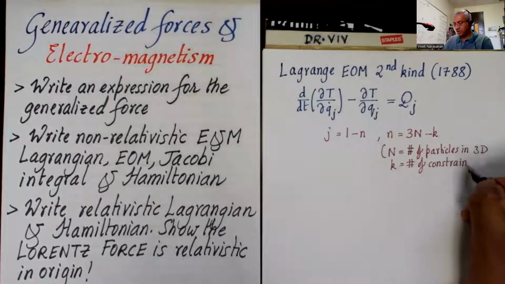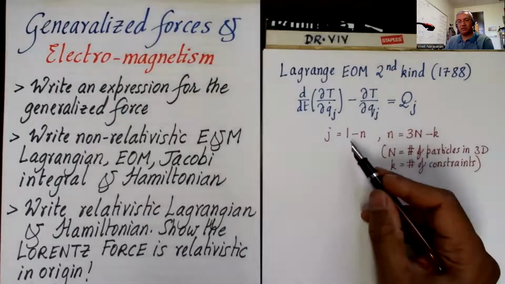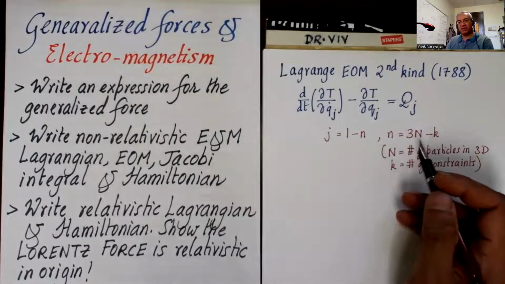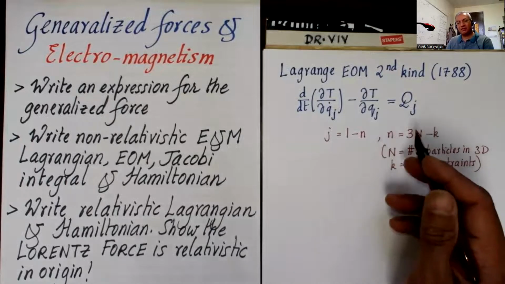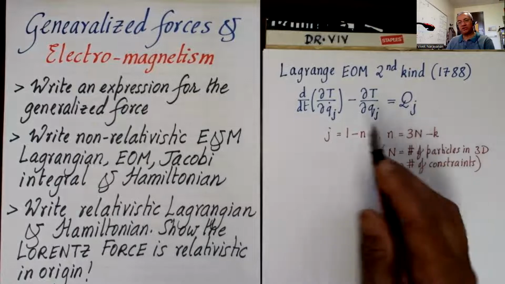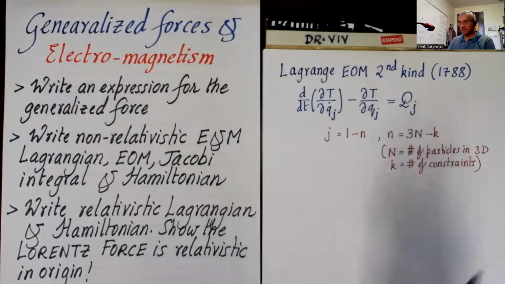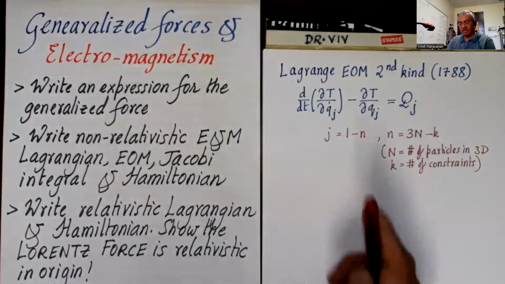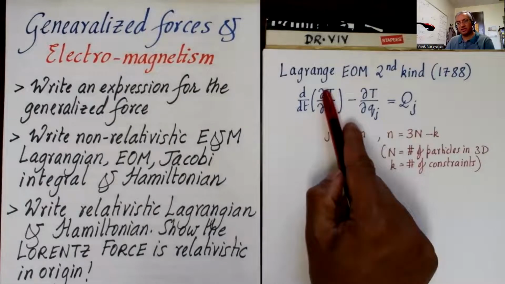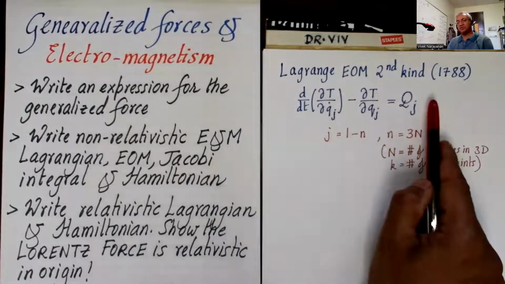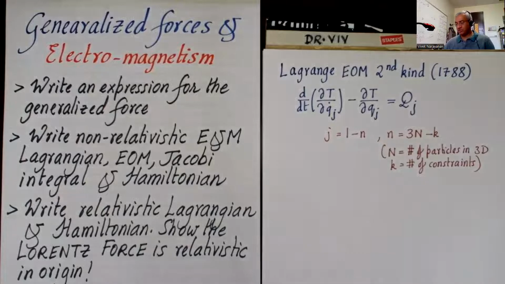Because the Lagrange equations only go from 1 to little n, where n is 3N minus k, it means the constraints have already been incorporated. So in this sense, this is like the minimal Lagrangian, if you wish. Although we are not writing it in terms of Lagrangians, we are writing the kinetic energy term only, and this Qj is called the generalized force.